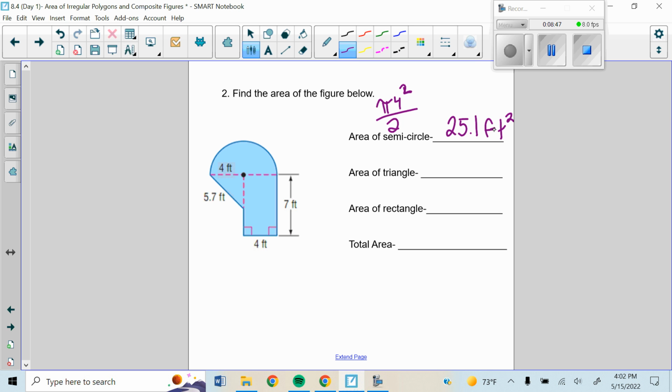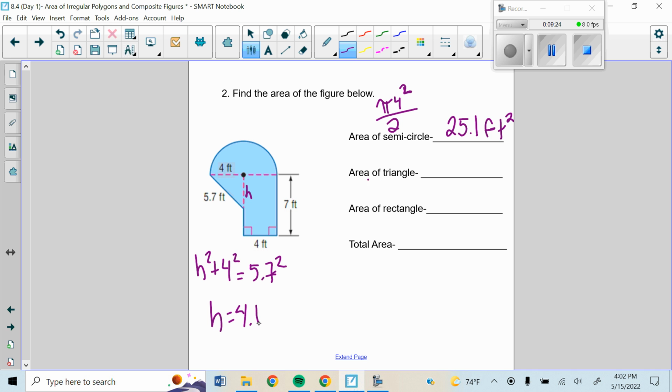Now, when we look at this triangle, they give us a base and they give us the 5.7. We're missing the height here. It might be the same as the radius, but it might not. So we just want to double check by using Pythagorean theorem. So height squared plus 4 squared equals 5.7 squared. So go ahead and solve that in your calculator, please. All right, and so you actually end up with a height of 4.1, so just ever so slightly off.